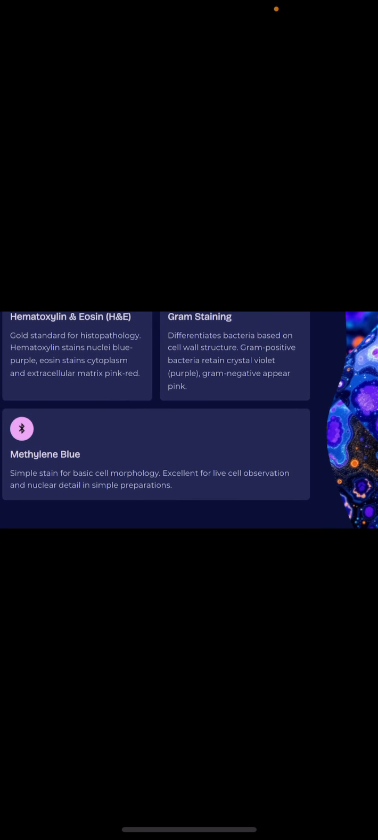So it's very common that if you want to differentiate between gram negative and gram positive bacteria, the gram positive bacteria retain crystal violet and appear violet under a microscope, whereas the gram negative bacteria appear pink under a microscope.